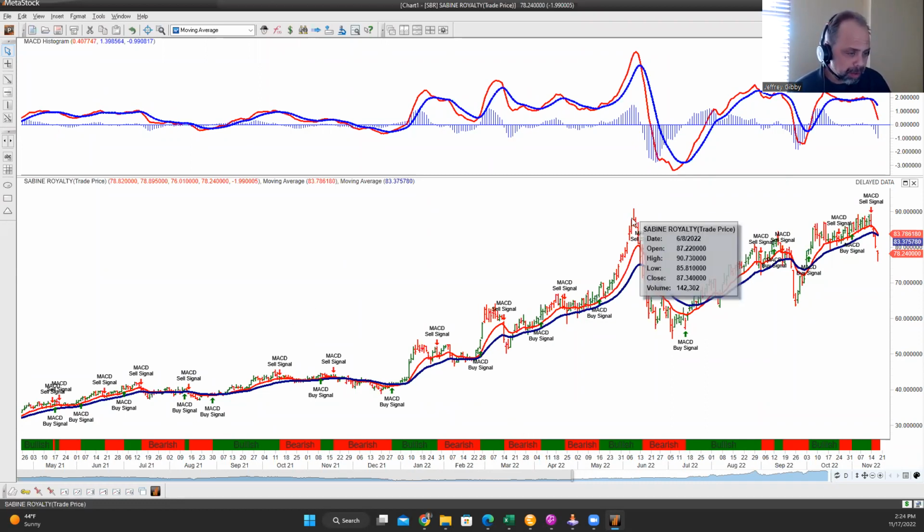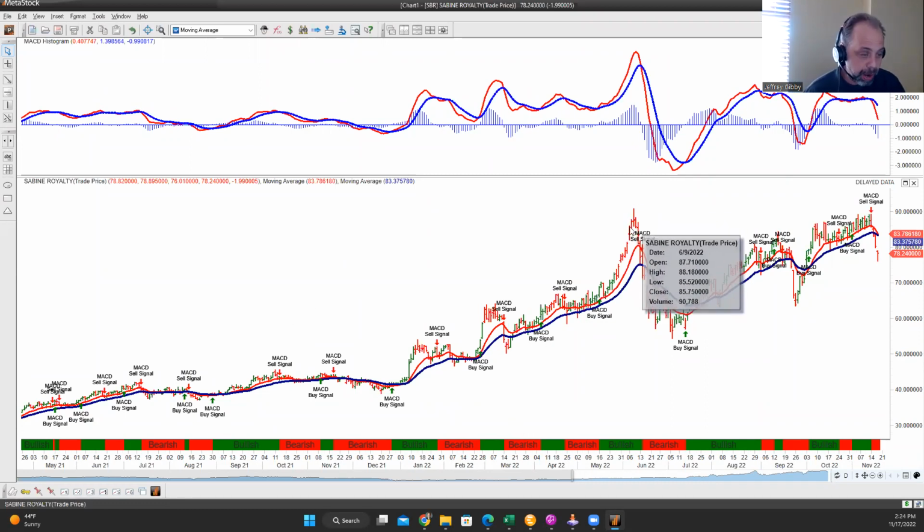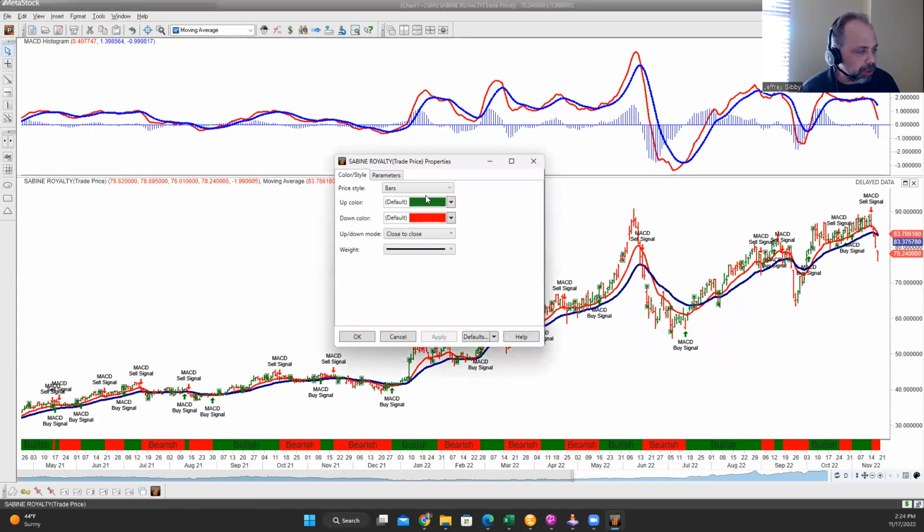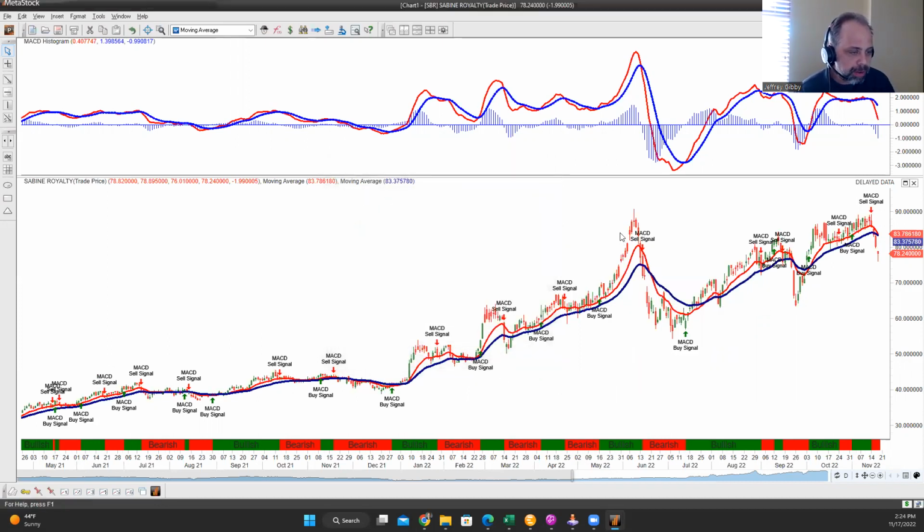I was hoping that we'd see something, but the software isn't detecting them right here. If it does detect them, it will highlight the bars in a different color. Actually, let me make a little change right here. I'm going to make this into candlesticks, apply, and click OK. I still don't see any MACD overbought and oversold signals, but if it does see them, it will give you some advice.